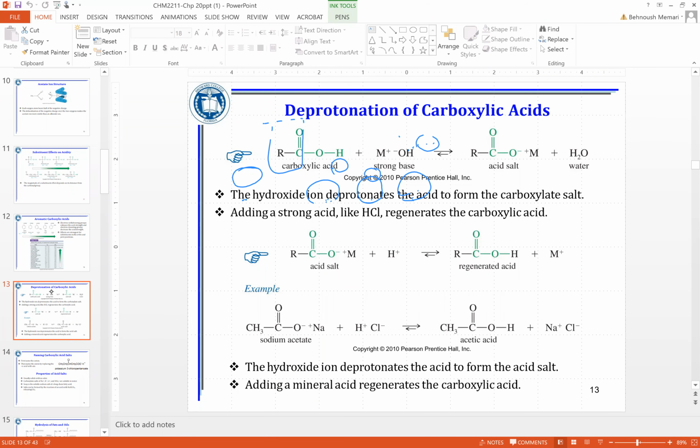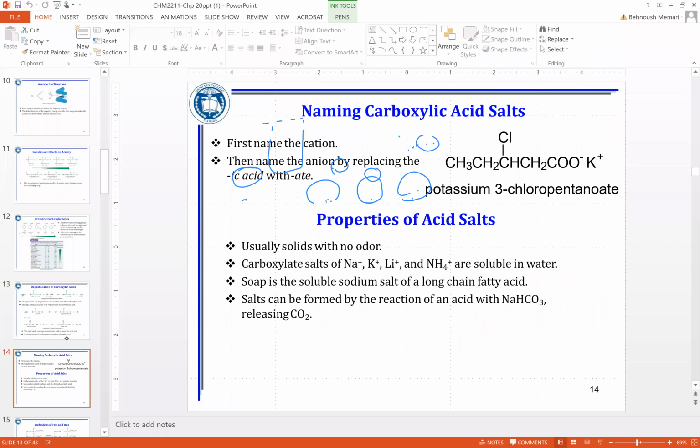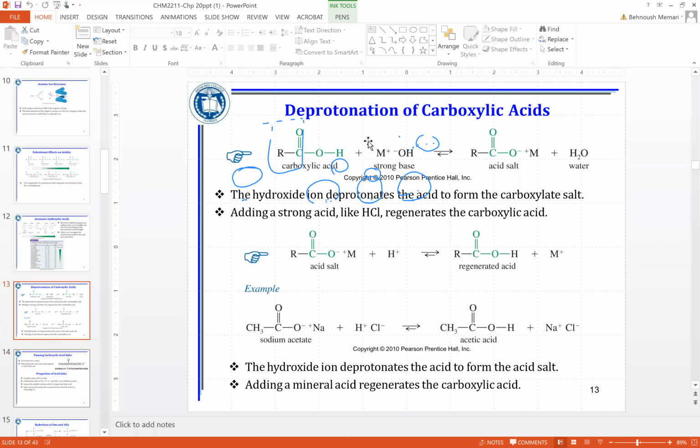Okay, I'm actually going to stop here and continue with the reactions of the carboxylic acid later, and other properties.